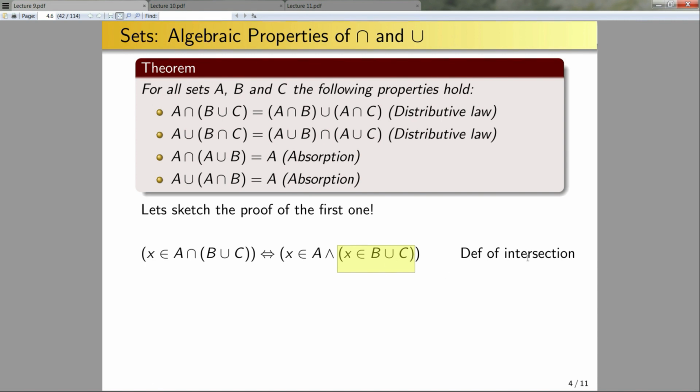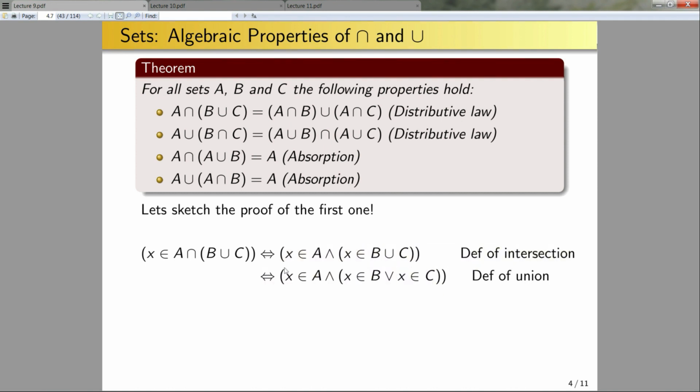So here I'm just using the definition of the intersection to turn this intersection into a logical connective. Next, I turn this union into a logical connective by applying the definition of union and noting that X is in B union C if and only if X is in B or X is in C. So I get that this statement here is true if and only if this statement is true.